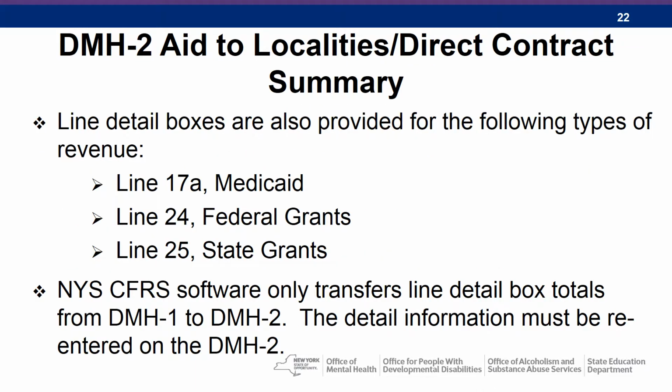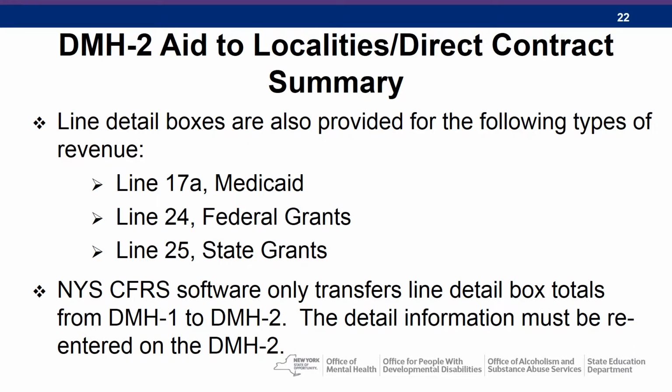Line detail boxes are also provided for the following types of revenue: Line 17A Medicaid, Line 24 Federal Grants, Line 25 State Grants. Note, New York State CFRS software only transfers line detail box totals from the DMH-1 to the DMH-2. The detail information must be re-entered on the DMH-2.